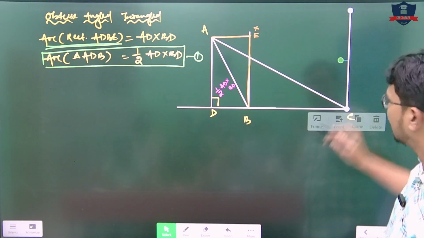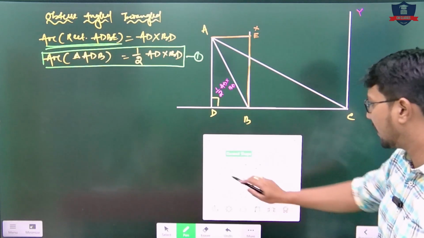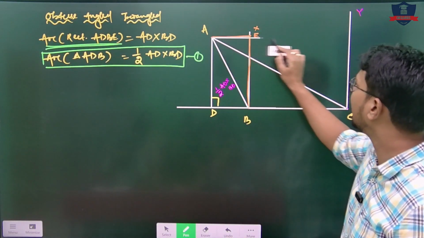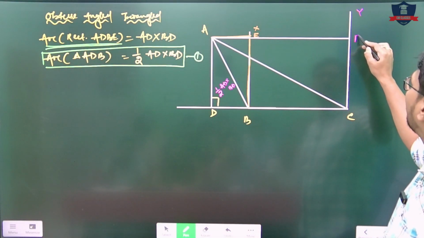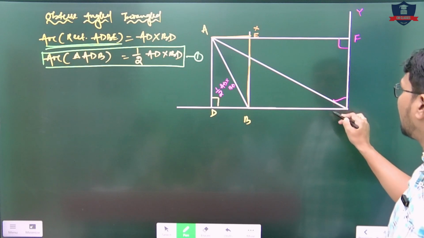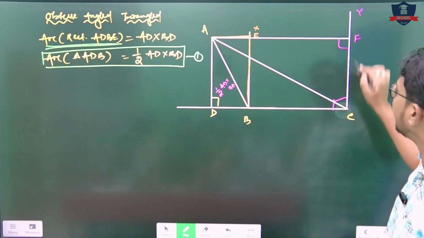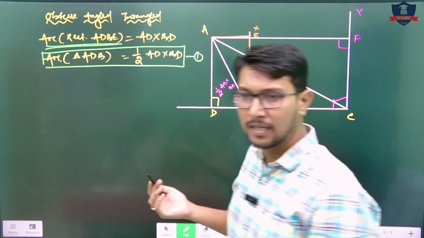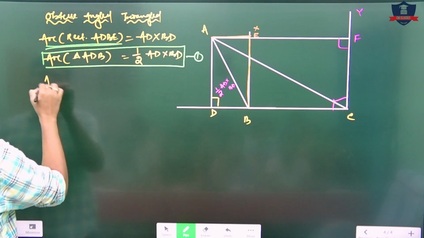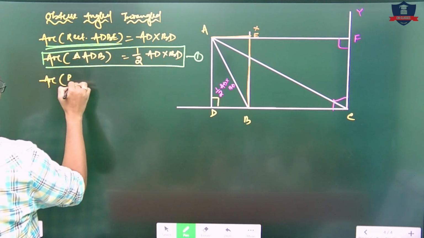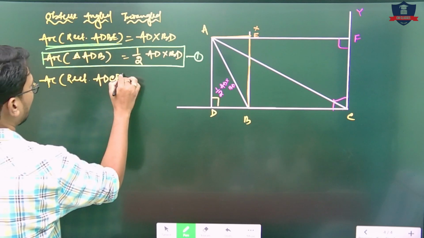Let us call this CY. Similarly, we have to draw another perpendicular from A. Let us call this CF. CF is perpendicular, and this is also perpendicular. Therefore, what is ADCF? ADCF is a rectangle.